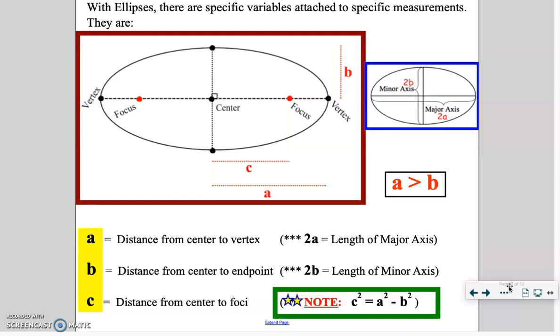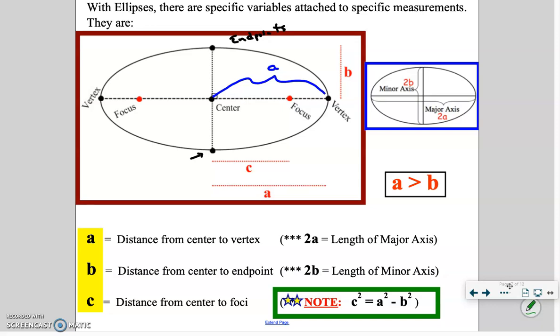So we say that with ellipses, there are specific variables attached to specific measurements. Hopefully we're starting to feel more confident with the structure. We have the center point, the foci, the vertices. I didn't write it in, but we have the endpoints up here. So there's an endpoint, there's another endpoint. So what we're saying is that every time, no matter what, the distance from the center to a vertex, doesn't matter if we went to the right or to the left, because they're going to be the same, the distance from the center to the vertex is A. Every time. How do we feel about that first one?